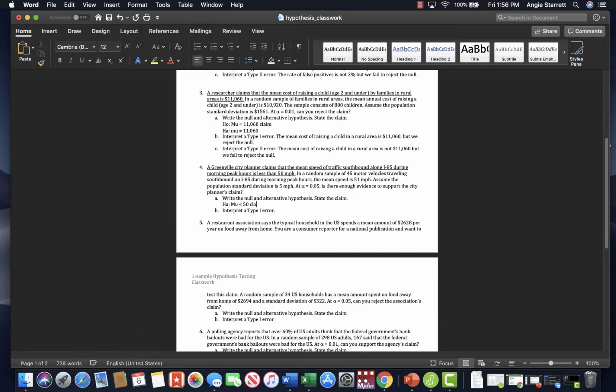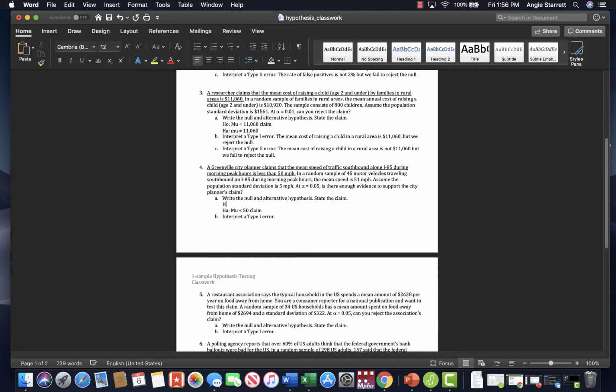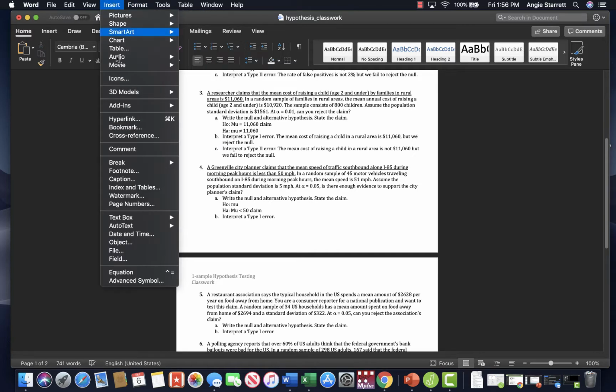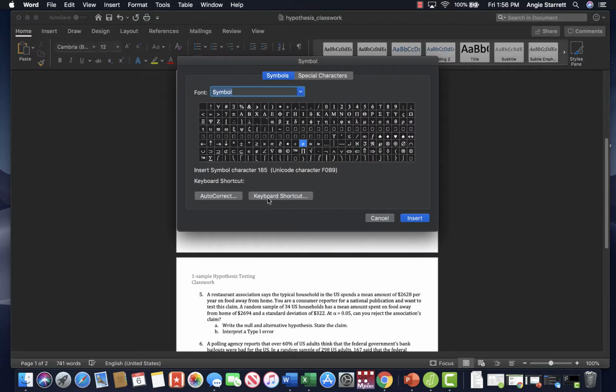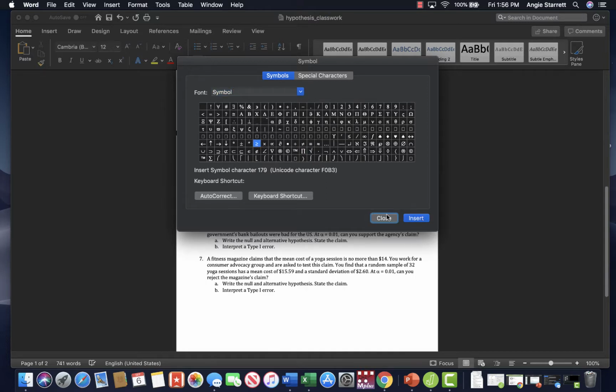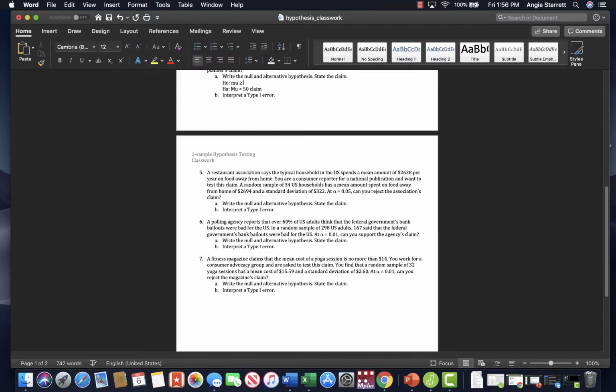Because it is what we read, it is the claim. To be able to write our null, it is the mathematical opposite of mu less than 50. So the mathematical opposite would be mu, and I'm going to need a symbol, because we need greater than or equal to 50. So that would be our null and alternative.